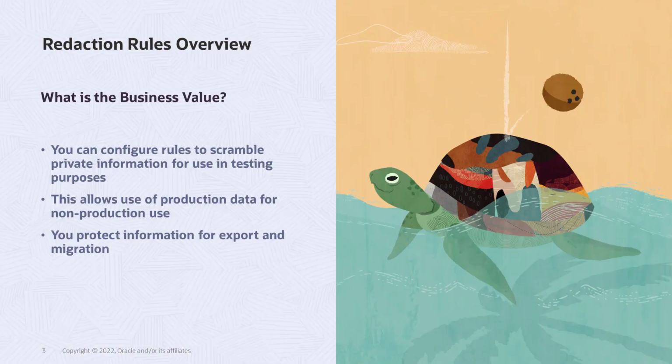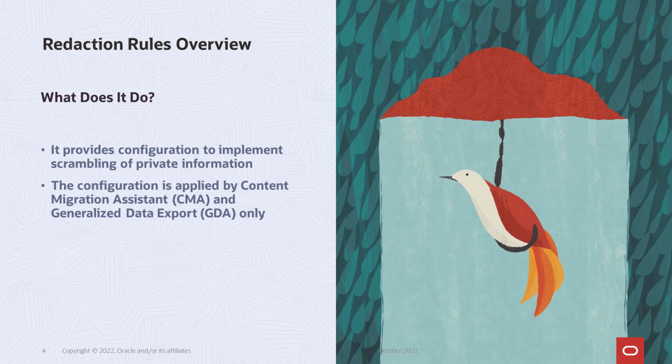Redaction rules are used to scramble important data during the data migration process. This allows you to reuse data for alternative processes such as testing and data warehousing whilst protecting private information. The implementation of the rules impacts the data as it is exported for migration or other purposes using the inbuilt export capabilities. Redaction rules configure the techniques and methods used to scramble private data.